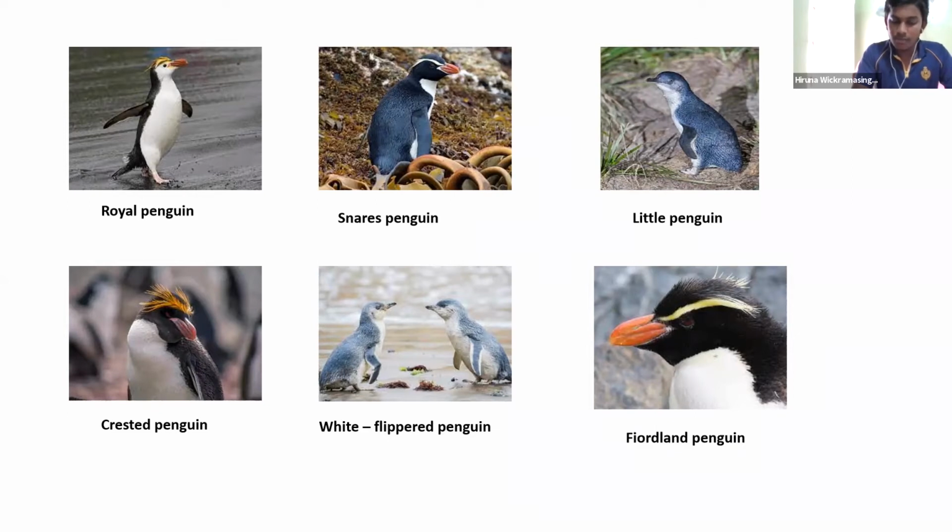Next one is the white-flippered penguin. It gains its name from the white markings on its flippers. It only grows to 30 centimeters and weighs 1.5 kilograms. They usually live for 8 years. Last one is the Fiordland penguin. This species grows to 60 centimeters tall and weighs 2 kilograms. The Fiordland penguin species is also endemic to New Zealand. That's it.